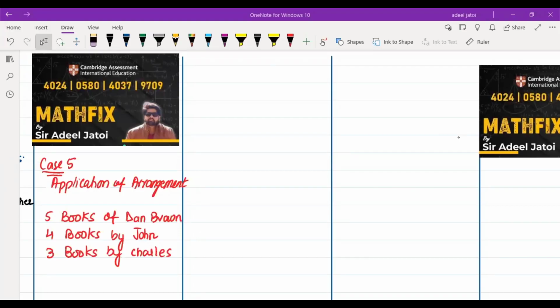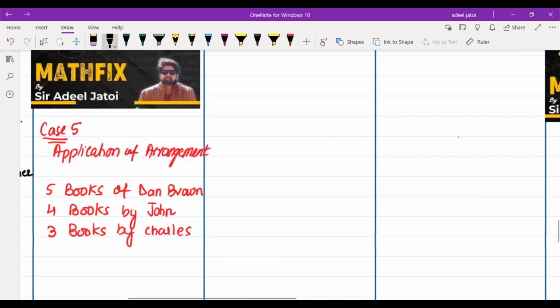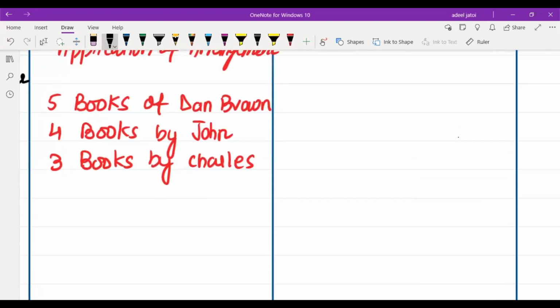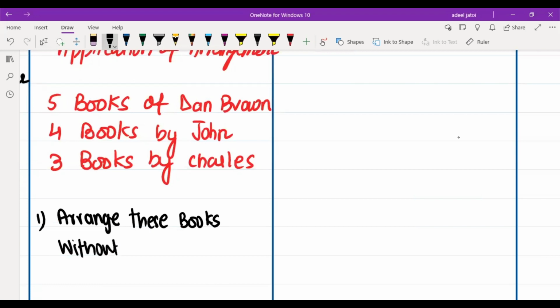Now, since we are working on case number 5, it says application of arrangement. Now, 5 books of Dan, 4 books of John, and 3 books of Charles are given. Let's say that number 1, arrange these books without any restriction. Now we need to just arrange these books.